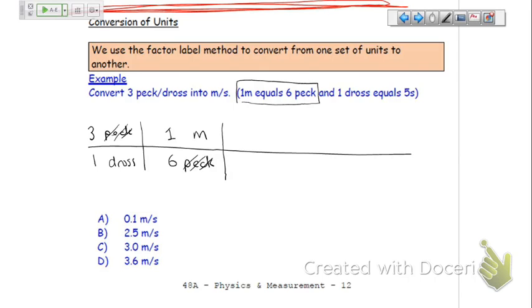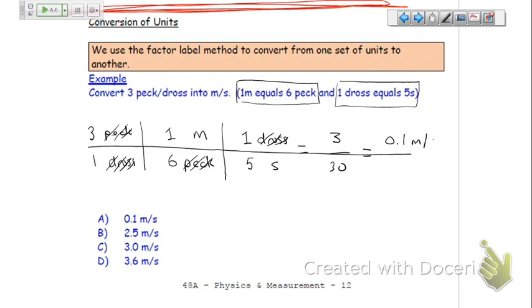And now I go, okay, I don't want dross. Well, dross is on the bottom. I want to cancel it out, so I've got to put dross on top. And I want to convert this into a time in seconds. So I want seconds. The only place for the seconds to go is on the bottom. And 1 dross is equal to 5 seconds. And again, that goes like that. So this equals 3 times 1 times 1 is 3 over 1 times 6 times 5 is 30. 3 over 30, which equals 0.1 meters per second.